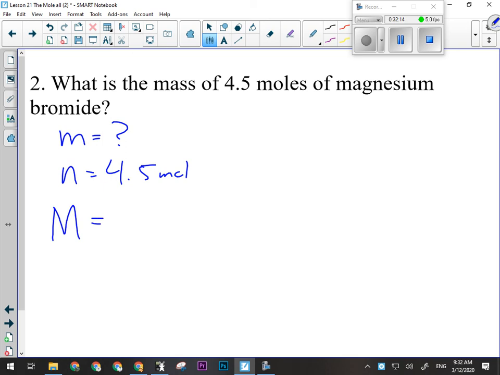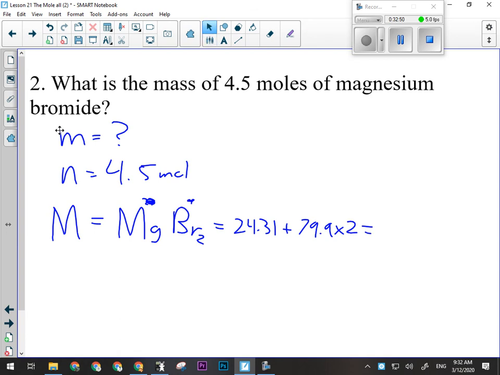Now, it gave me the name in words. Do I need to get the formula right in order to get this question right? Yes. If I don't drop and swap this ionic compound, I will not get the right answer for this problem. So I've got magnesium with bromine. Magnesium's a +2, bromine's a -1, so I'm looking at MgBr2. Magnesium's 24.31, and it's with bromine, 79.9, and there's 2 bromines. So that's how I would calculate my molar mass.